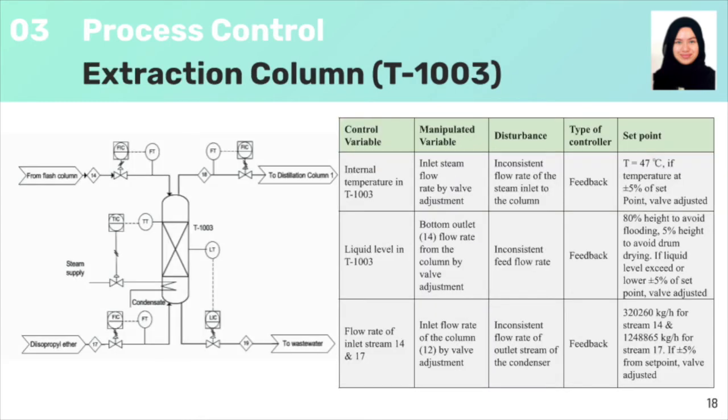For the extraction column, the inlet flow rate, which is stream 14 and 17, will be controlled by a flow controller. The temperature of the extraction column is regulated by adjusting the steam supply. The liquid level will be regulated by a level controller. The high level set point is at 80% to avoid flooding and 5% to avoid drum drying. If the level deviates 5% from the set point, the bottom outlet valve will be adjusted.